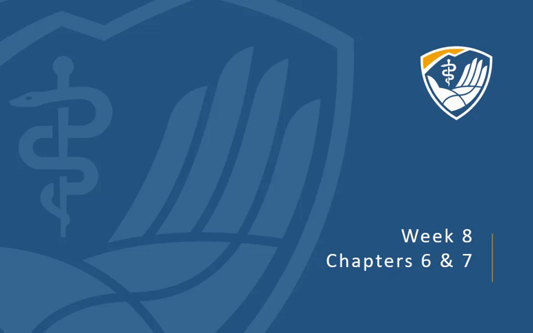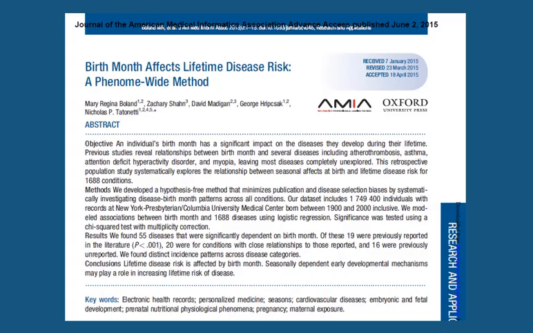So, taking a look at chapters 6 and 7 this week. And first off, something really interesting: this article I had you check out. Birth month affects lifetime disease risk. It's really a weird thing, because is this really true? This is one of those interesting areas in epidemiology, where epidemiology can potentially show associations, but is it the actual cause?